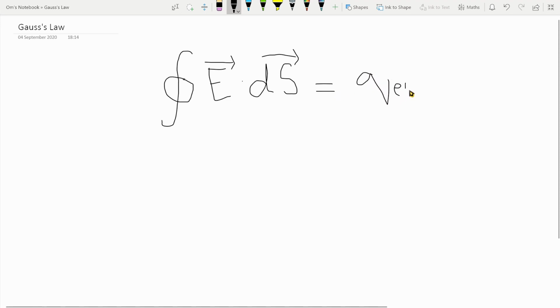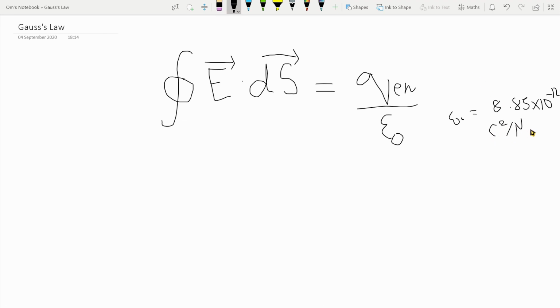This is equal to, say, Q, where Q represents the charge, or the enclosed charge, which I'll specify by mentioning this as Q_en, divided by epsilon naught, which over here is a constant known as the absolute permittivity of free space. Its value is approximately epsilon naught equal to 8.85 times 10 raised to minus 12, and I believe the units are Coulomb square by Newton meter square. All right, so this is Gauss's law in its mathematical form, or what you might also call the integral form.